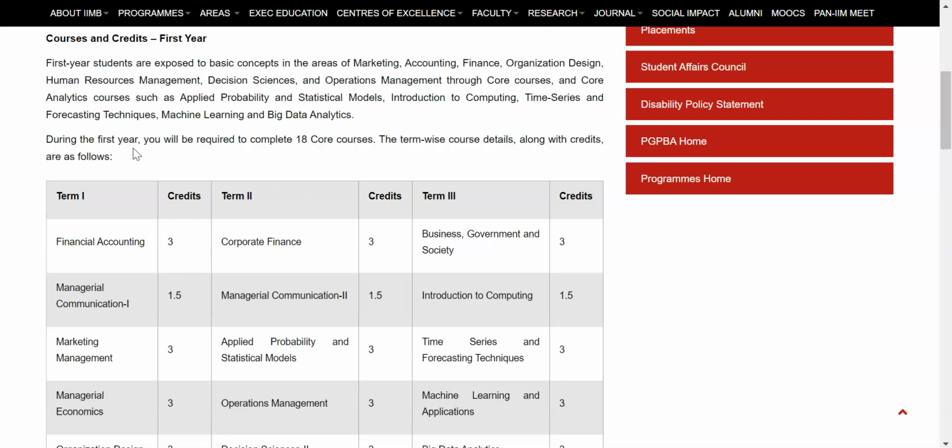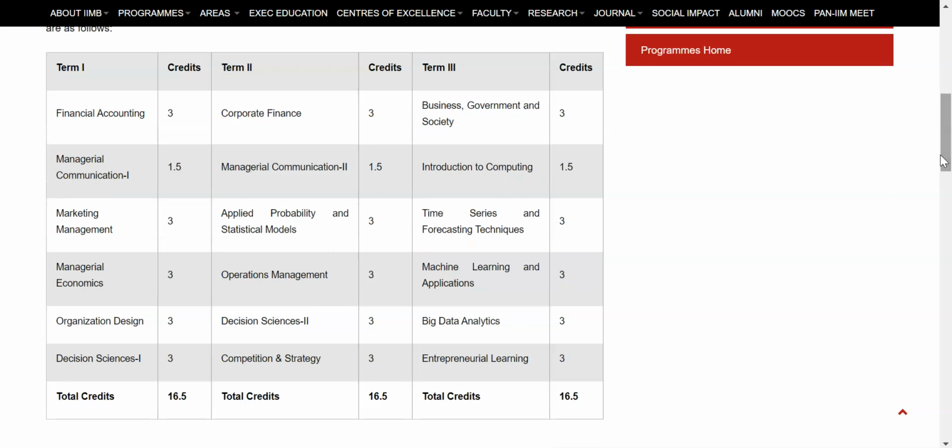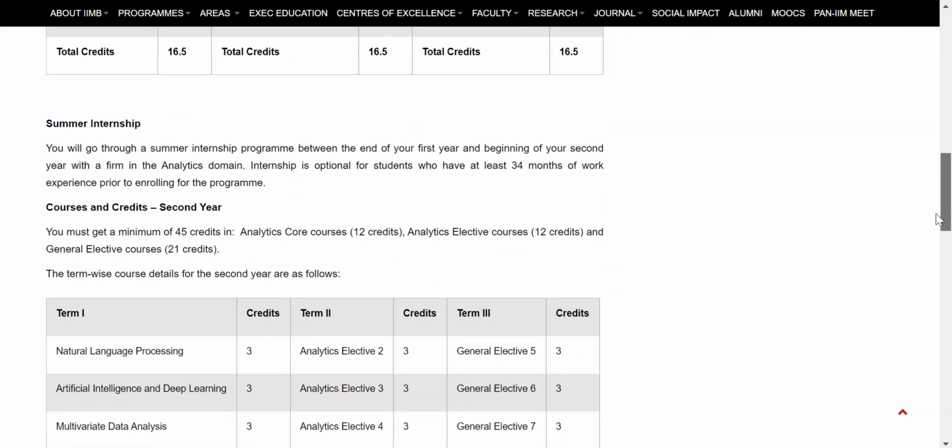So the first year, you will be required to complete 18 core courses, which is still manageable. Every term you will be having 6 subjects. I would expect it to be a little bit more, but it's still doable, manageable. It's not a big deal. So you've got term 1, term 2, term 3. That's going to be your first year. Then you will be heading for your summer internship.